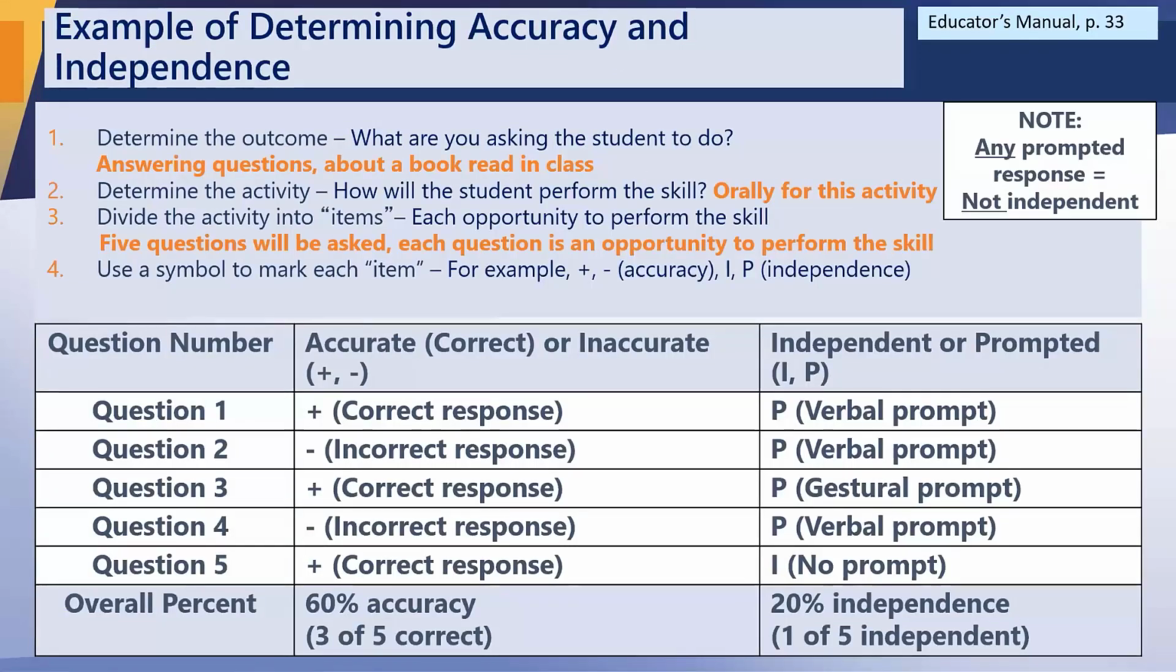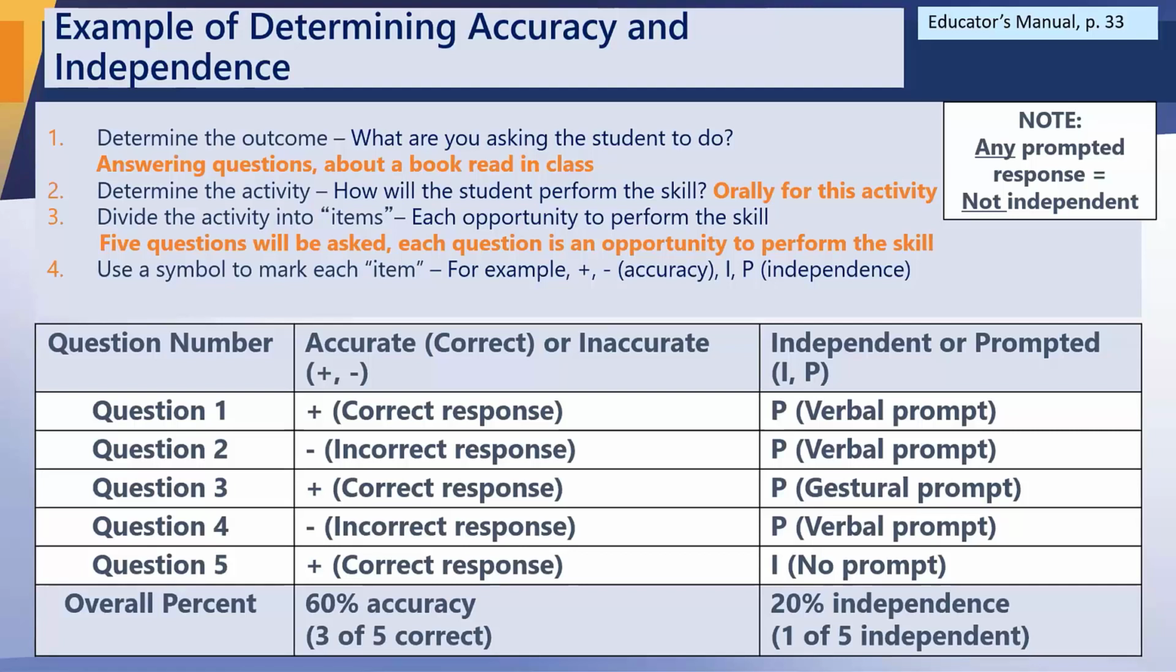So here's an example of how we're going to determine the accuracy and independence. For this one, we want to think about what is the outcome? What am I asking my student to do? In this case, it's going to be answering questions about a book that's read in class. That's the outcome that I'm looking for.